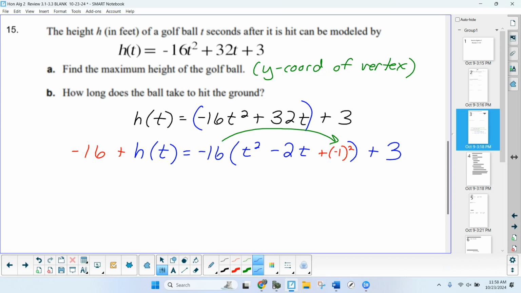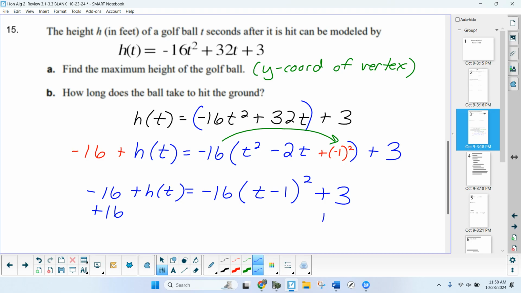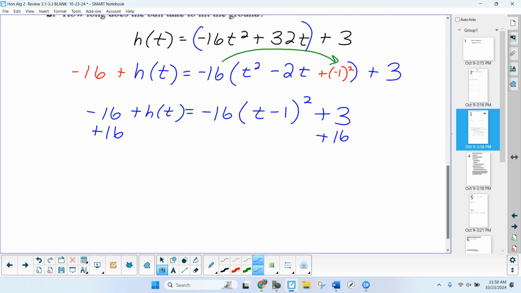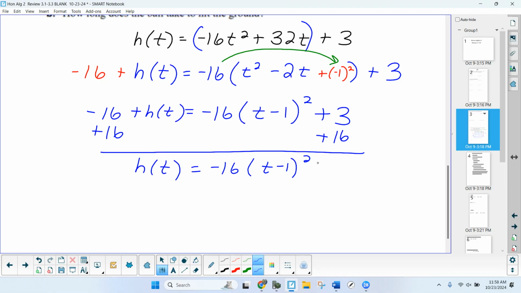So now let's factor this side here. What do you get on this side? It'd be negative 16 times t minus 1, don't forget the squared, plus 3. And then over here I have negative 16 plus h of t. How do you get rid of the negative 16? Add 16. When you add 16 to both sides, what do you get? You get h of t equals negative 16 times t minus 1 squared plus what? That's vertex form.